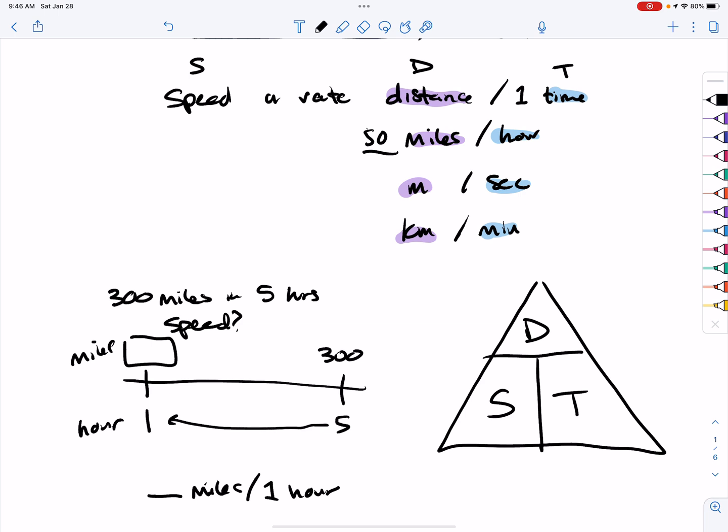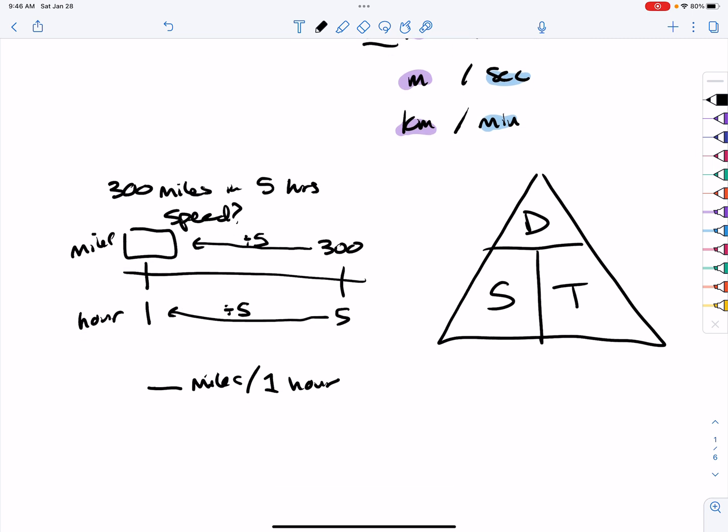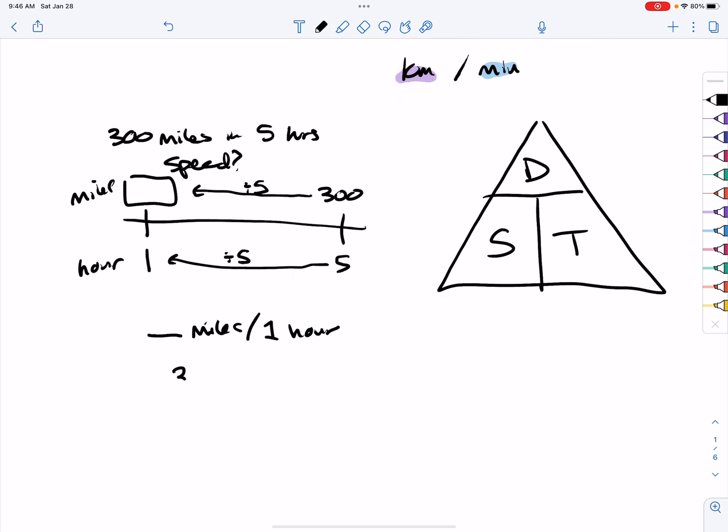And then to get there, we know 5 divided by 5 equals 1. And so that proportional relationship from long and far ago tells us if we're traveling for 5 times less time, we're going to travel 5 times less distance. And so to calculate that missing value, we would need to do 300 divided by 5, and that is 60. And so I would travel 60 miles per hour.